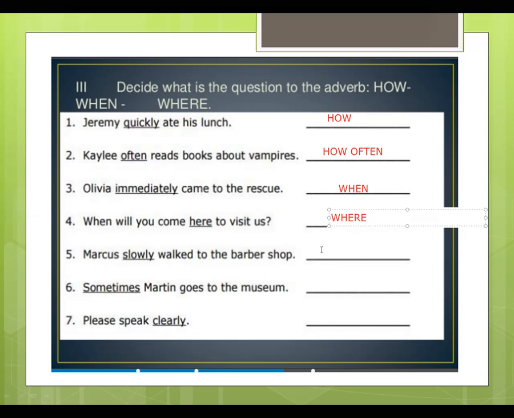Marcus slowly walked to the barber shop. How did Marcus walk? He walked slowly. Sometimes Martin goes to the museum. How often does Martin go to the museum? Sometimes. Please speak clearly. How is she supposed to speak? She is supposed to speak clearly.